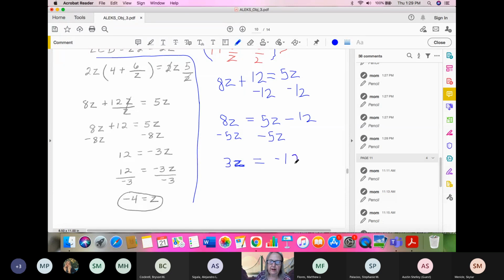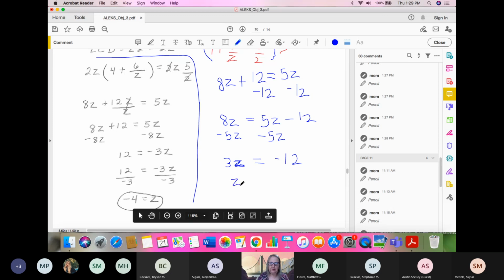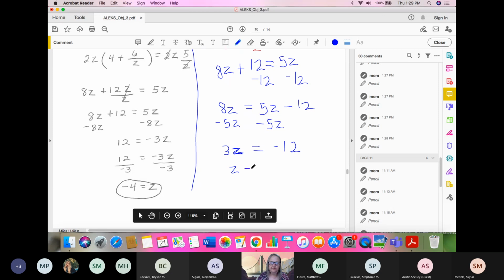And now we want to get the z by itself. So we divide both sides by 3. If we divide both sides by 3, we're going to get 3 divided by 3 is z. And over here, we are going to have negative 12 divided by 3, which is negative 4.